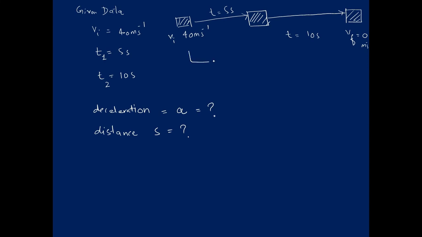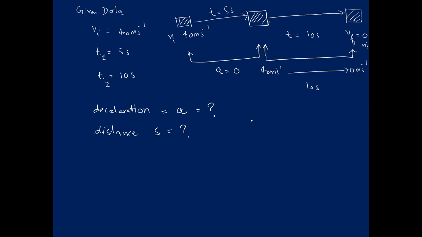Because in the first part the car is moving with uniform velocity, the value of the acceleration is 0 because there is no change in the velocity. So the acceleration was only changed in the second part of the numerical, where the velocity decreases from 40 meters per second to 0 meters per second within 10 seconds.